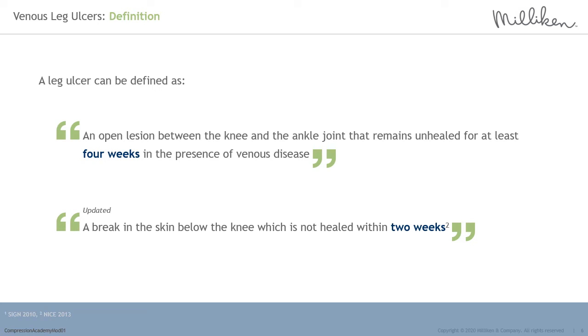Consensus opinion has more recently led to the reduction from a 6-week to a 4-week definition, published in 2010, redefining a leg ulcer as an open lesion between the knee and the ankle joint that remains unhealed for at least 4 weeks in the presence of venous disease. Again, in 2013, the National Institute of Clinical Excellence published a new guideline, reducing from 4 weeks down to 2 weeks, and this remains at 2 weeks in the current guideline.